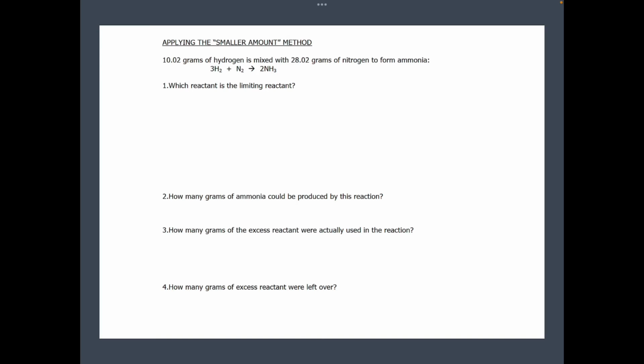Number 3 says how many grams of the excess reactant were actually used in that reaction. For that one, you take our limiting reagent and figure out how much of our excess reagent actually reacted. Then you answer number 4, how many grams of the excess reactant were left over. Remember, for that one you do initial minus the amount reacted to get the amount left over. Go ahead and pause here and try this out, and then come back when you're ready to see the answer.